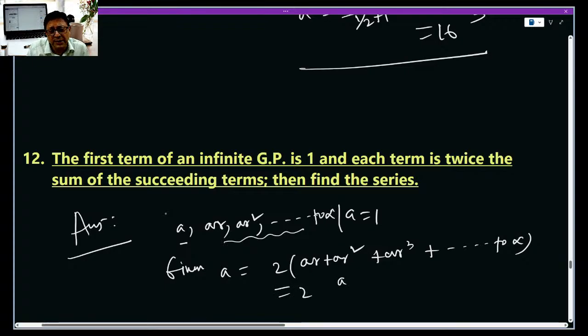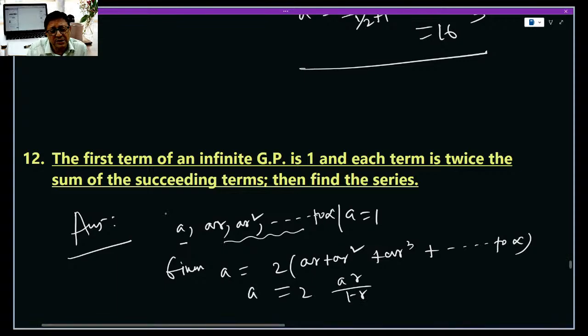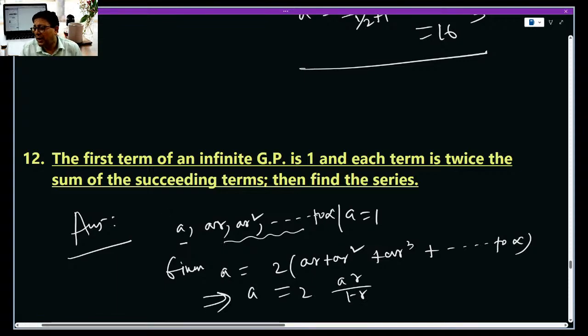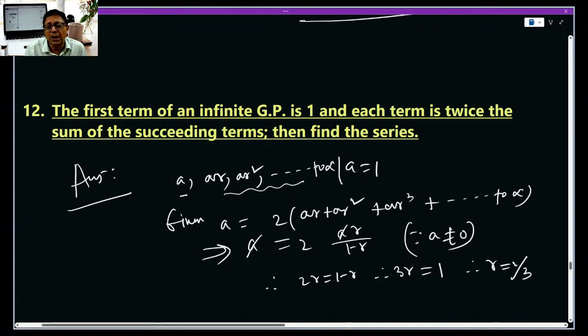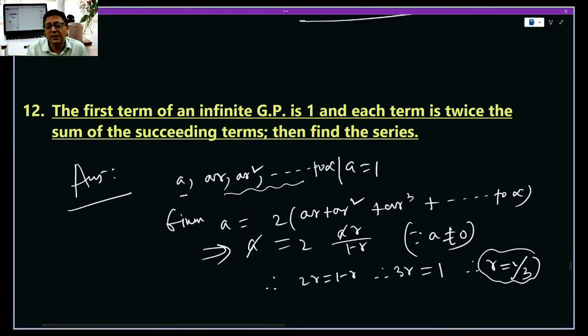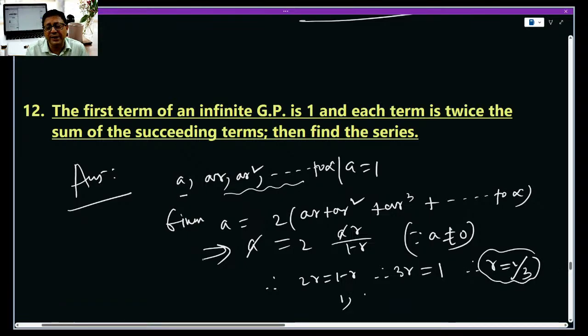What is its sum? a by (1 minus r). So this implies a equal to twice ar by (1 minus r), and a gets cancelled, since a is not equal to 0. Therefore 2r equals 1 minus r, 3r equals 1. So r you got as 1/3. And the first term given is 1, so the series is 1, ar, ar square, and so on.